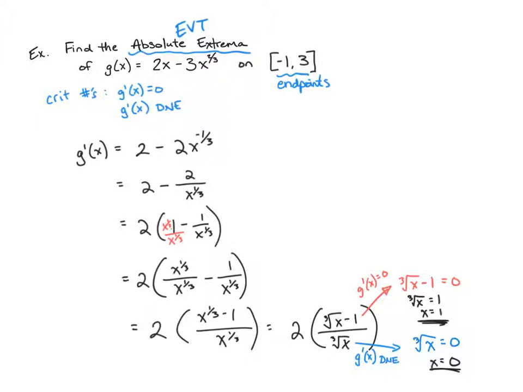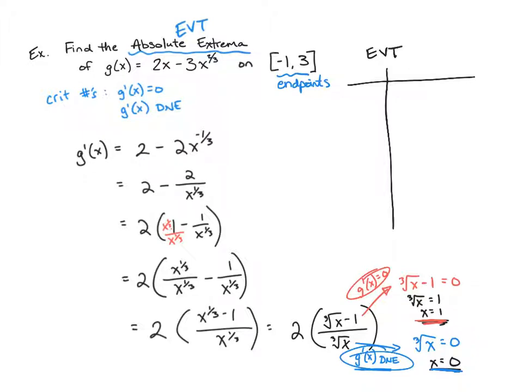X equals 1 was a critical number because G prime was equal to 0. So that's the reason for this one. And x equals 0 was a critical number because that's where G prime did not exist. So we've got two critical numbers, and now I've got to find the absolute max and the absolute min. The way I taught you guys in class to do that was to make a table of values. I refer to that as an EVT table.